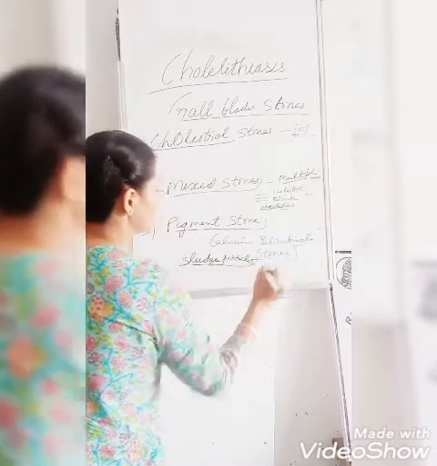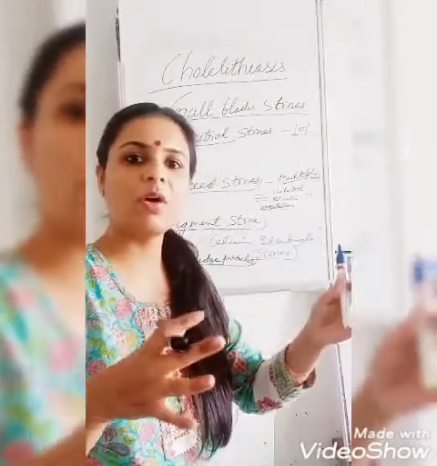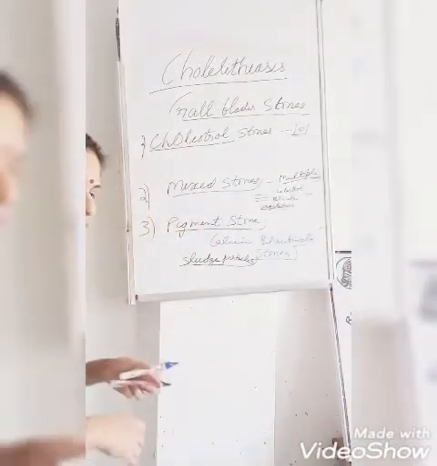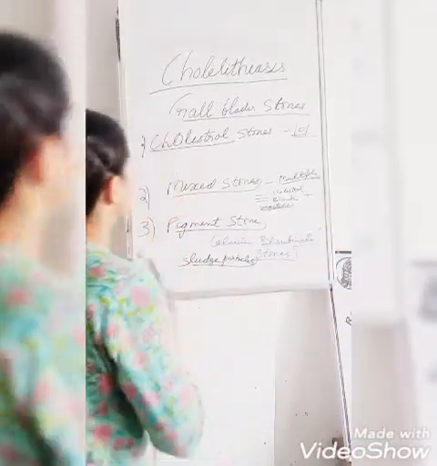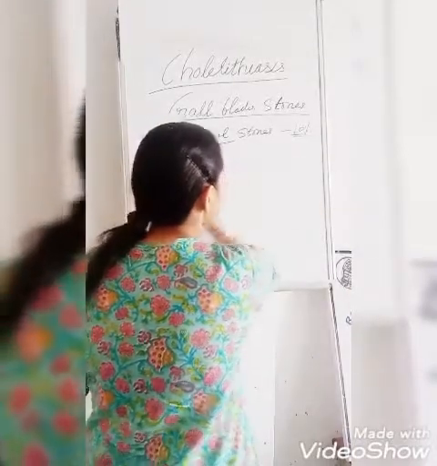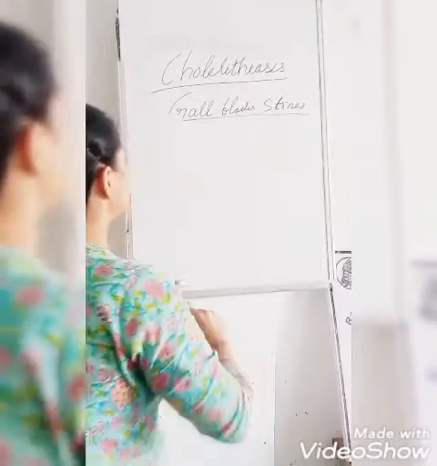Multiple. And they can be formed anywhere in the gallbladder or in the cystic duct. So anywhere they can be formed. So these are the types of gallbladder stones. Now what are the risk factors for gallbladder stones?